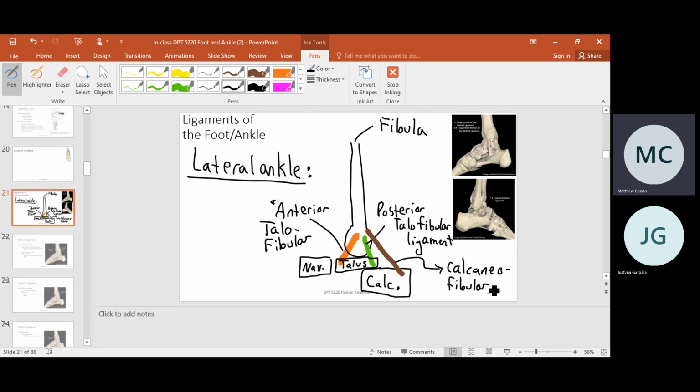Did you say posterior talofibular? That's correct. So ACM today, the top section.